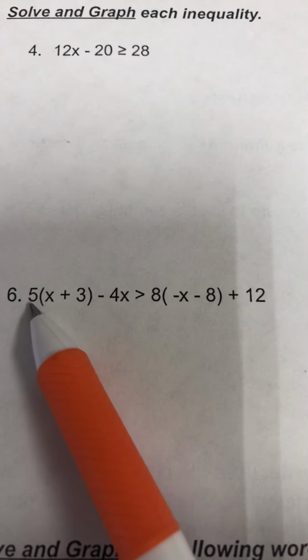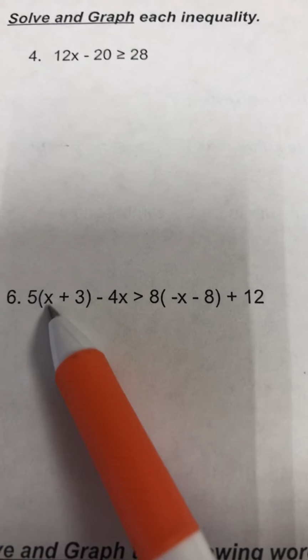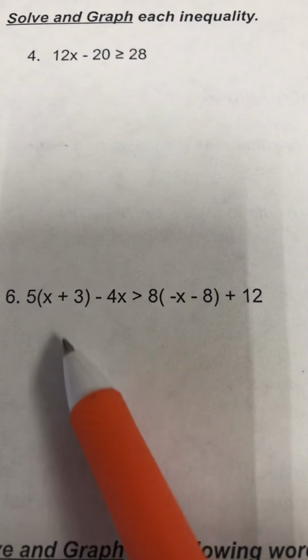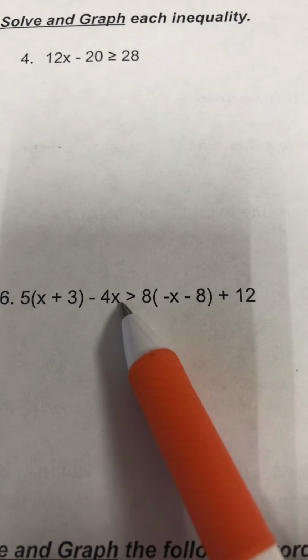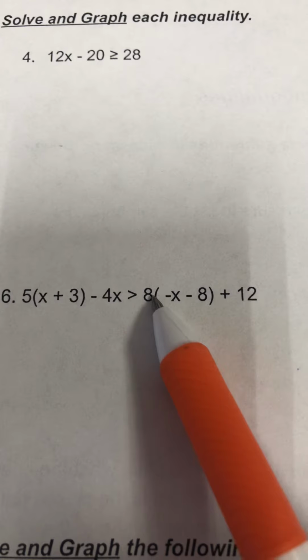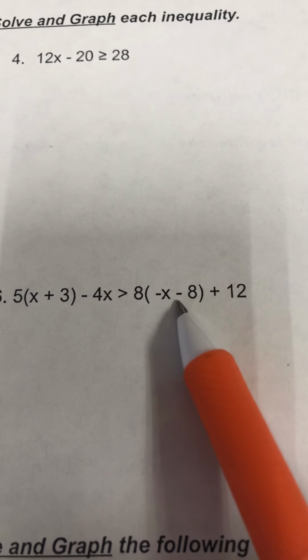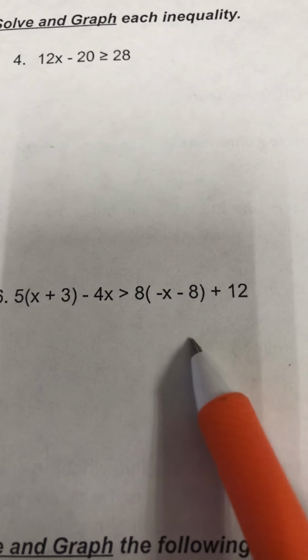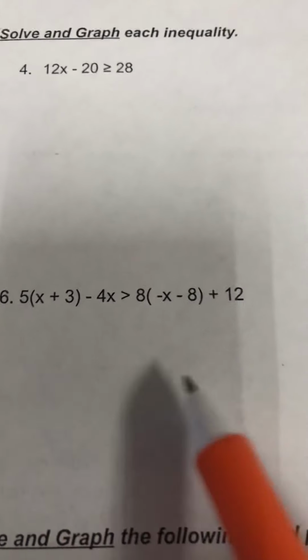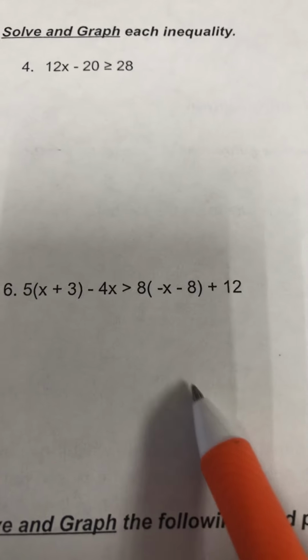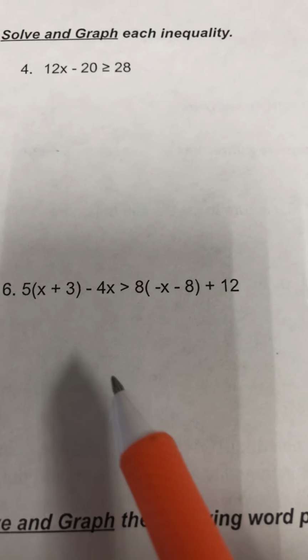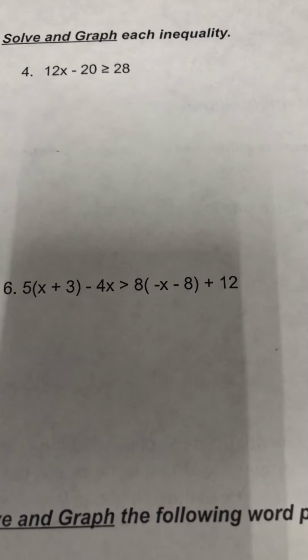Here you're using the distributive property first once again, so 5 times x is 5x, 5 times 3 is going to be 15, minus 4x. Bring that down, bring the greater than sign down, 8 times negative x, and 8 times a negative 8, what would that be? And bring this plus 12 down. Combine your like terms, isolate the variable x, and you should figure out what x equals then.